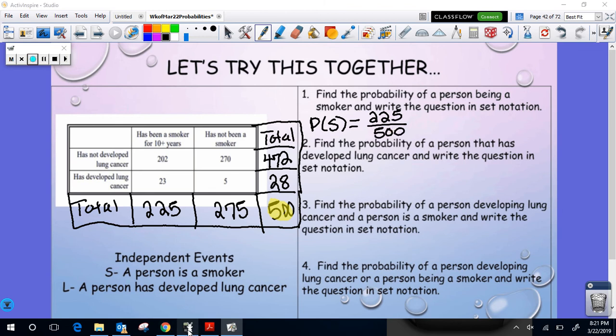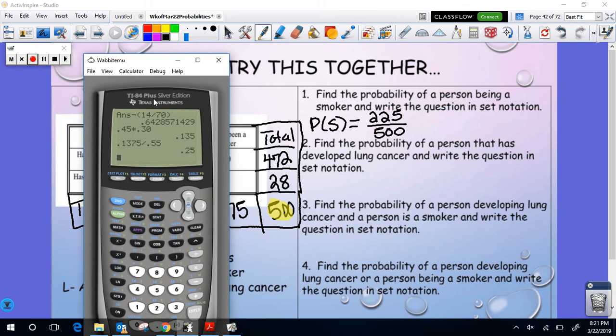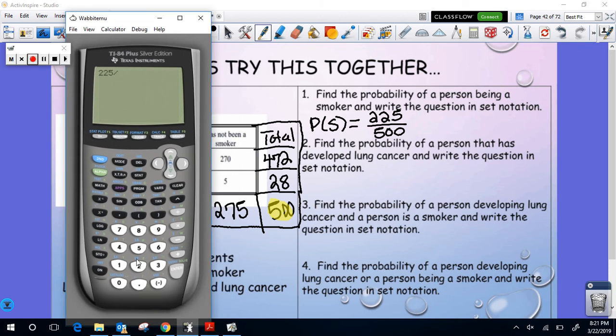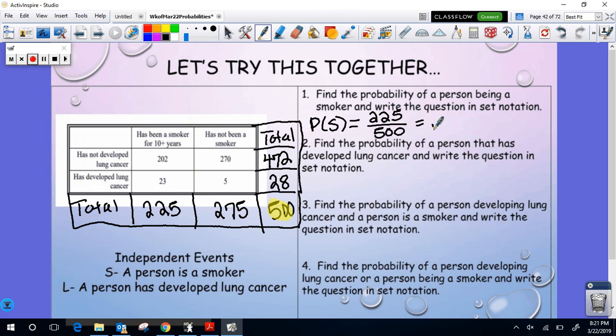So that's 225 divided by 500 people in all. So it's what you want, that's probability, what you want, over how many you have in all. So 225 divided into 500 equals 45%.